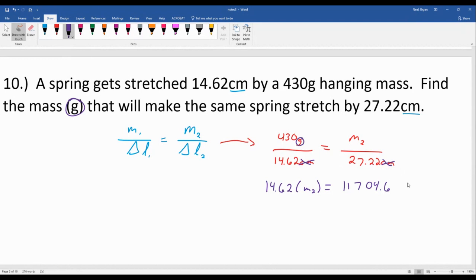and apparently that's 11,704.6. So now that this is down to more of just an algebra question, even pre-algebra and elementary school when you first learn proportions, we just need to finish out and solve, right? So if we want to get this m, 14.62 is in the way, so we can divide that to get rid of the multiplication that's already happening. Do the same thing to both sides of the equal sign so we have symmetry and balance, and then find out that this is 800.59 grams.